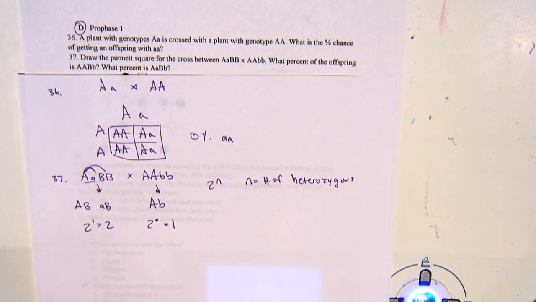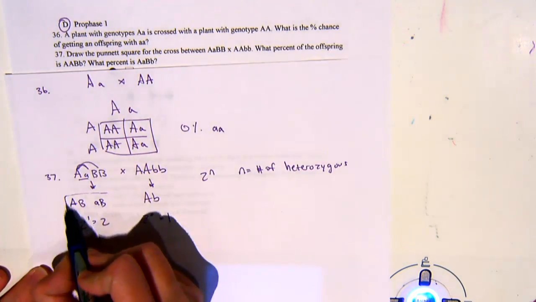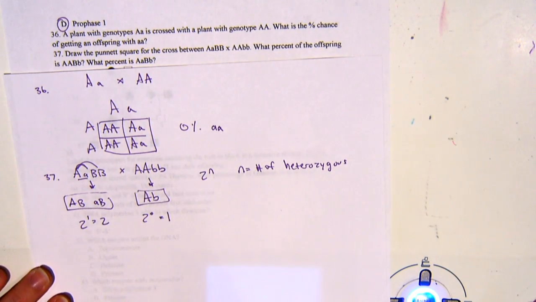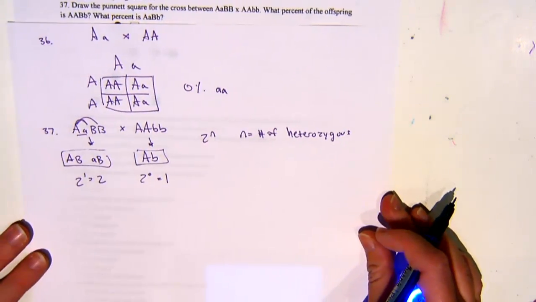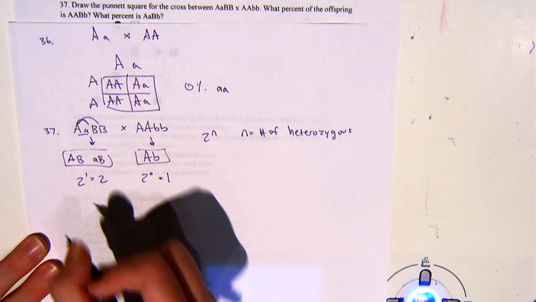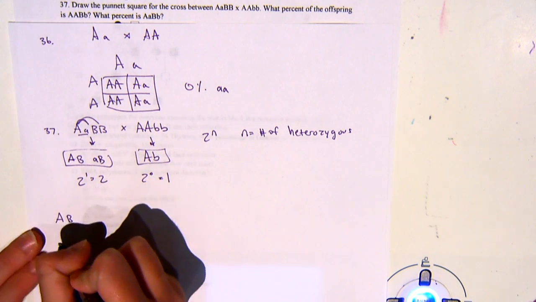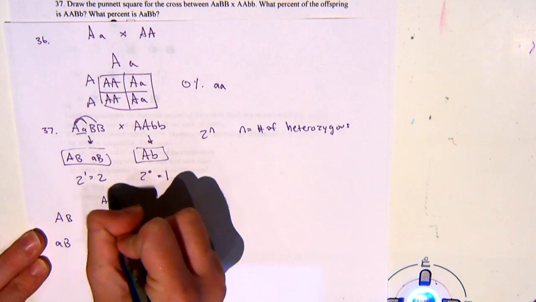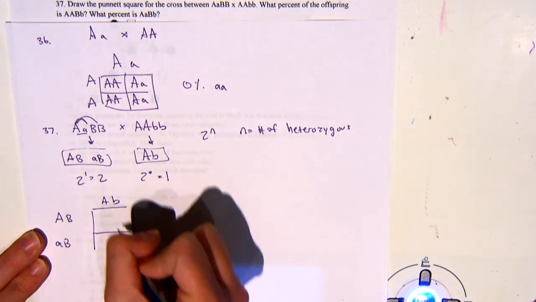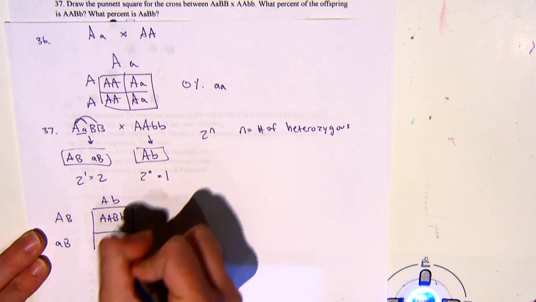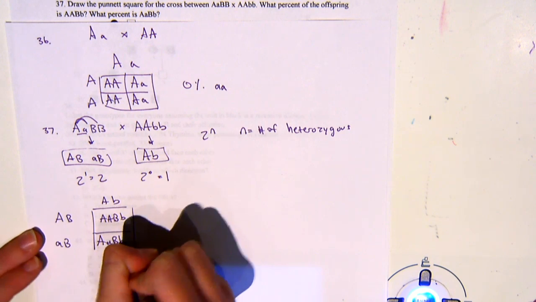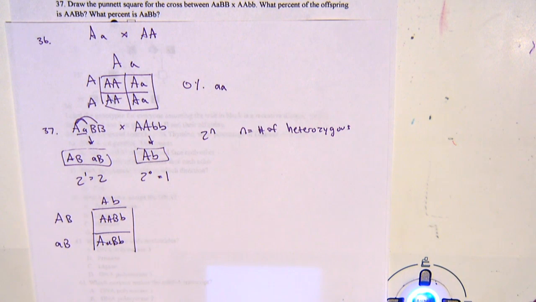So you don't have to use the 2 to the n rule, but you can, just to make sure that you've got all the information that you need to do your Punnett square properly. So now that we've figured out our possible combinations, we can draw our Punnett square. So these would be the 2 possible offspring we could make.